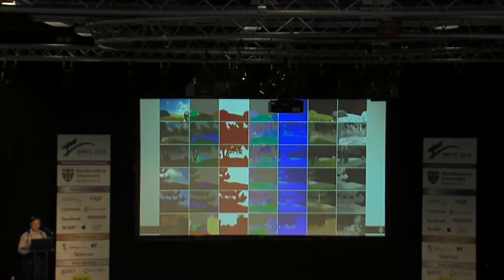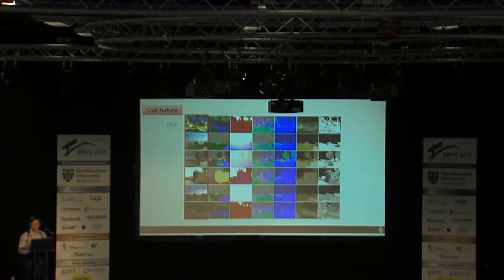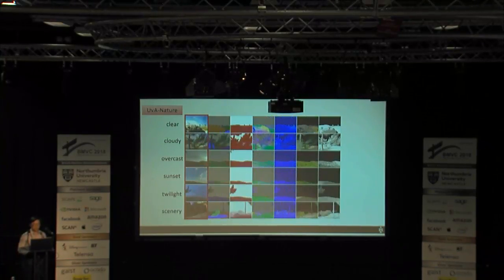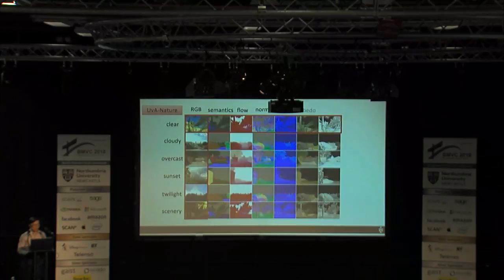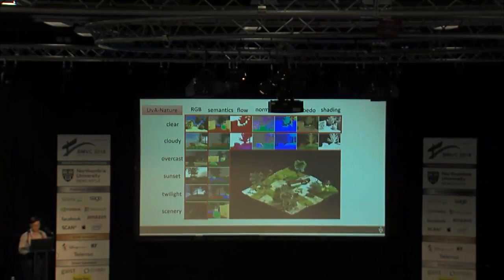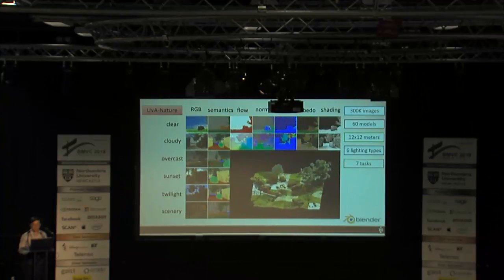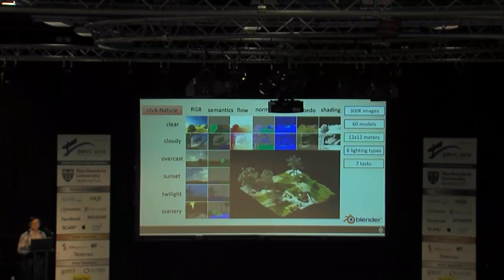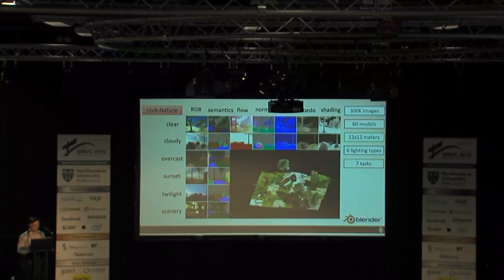We present to you the UvA Nature dataset. The dataset features nature scenes in different lighting conditions like clear sky, cloudy, overcast, sunset, twilight, and we have also random background. We also provide with the dataset multiple data modalities such as RGB images, semantic segmentation, flow, surface normal, depth, albedo, shading, and even point cloud. Here are some statistics. We have 300K images in 60 garden models, each of size 12 by 12 meters, and the dataset is rendered by the physics-based Blender Cycles engine. We also use part of the dataset in our paper at ICCV this year.